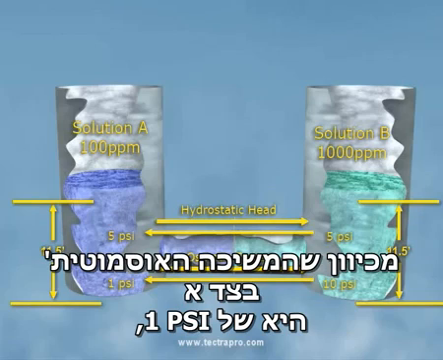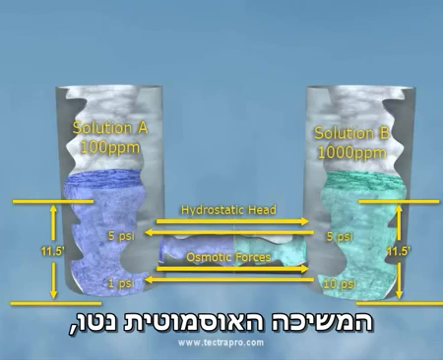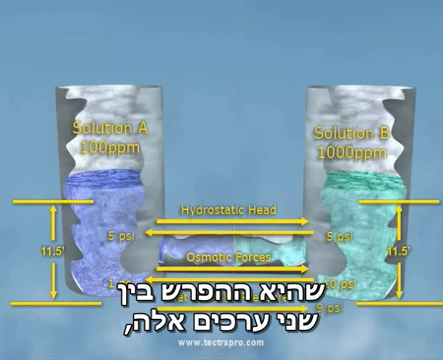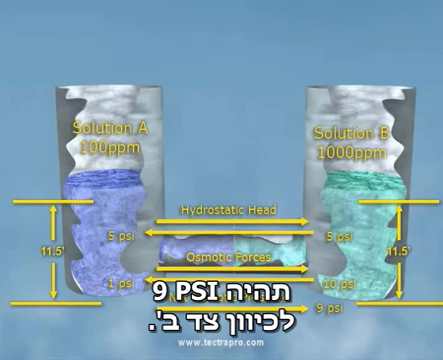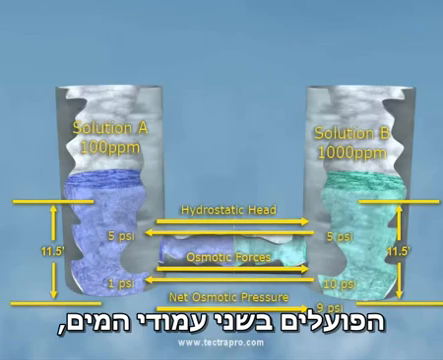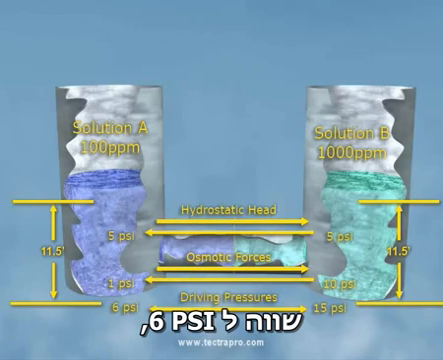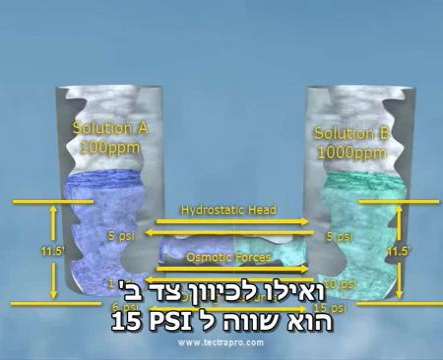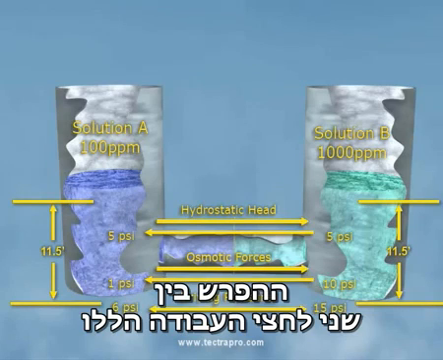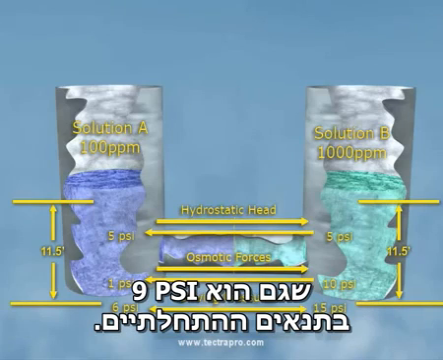Because the osmotic pressure on side A is 1 psi and that of side B is 10 psi, the net osmotic pressure, which is the difference between these two values, will be 9 psi in the direction of side B. Taking into account the other forces acting upon the water columns, the total driving pressure towards side A equals 6 psi and towards side B equals 15 psi. The difference between these driving pressures determines the net driving pressure, which is also 9 psi upon initial conditions.